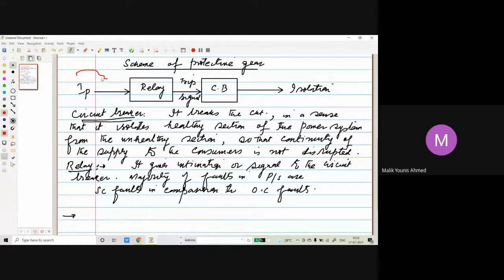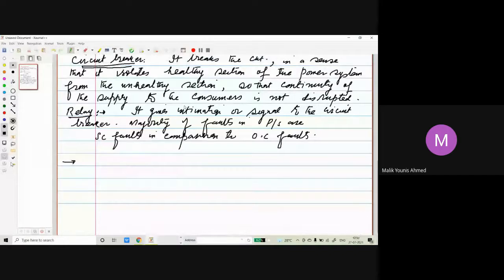Input to this protective scheme is nothing but current. So what we are telling, in case of short circuit fault, voltage at a particular bus, what will happen? Voltage at a particular bus becomes zero. That you know already. Short circuit means voltage is zero.